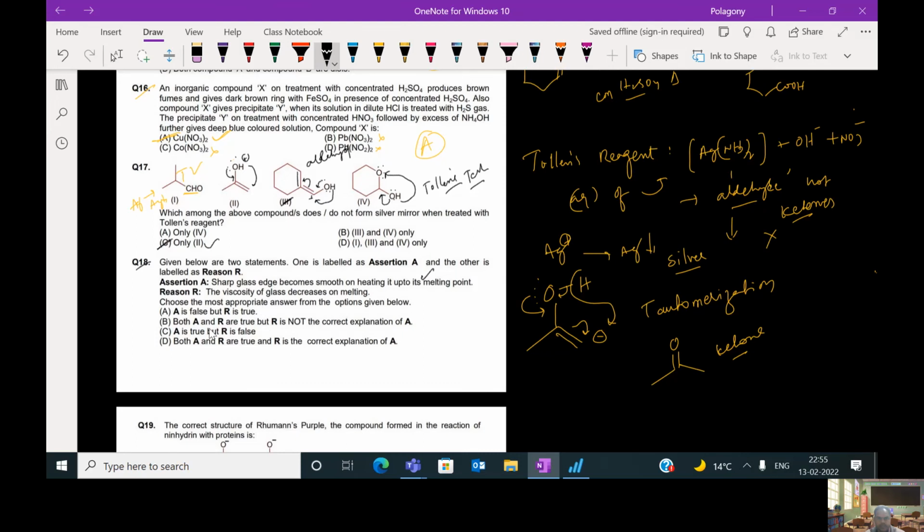A is true, and R is also true, since the viscosity of glass decreases, but R is not the correct explanation. So both are true, but R is not the correct explanation. So B is the right option. That was the 18th question.